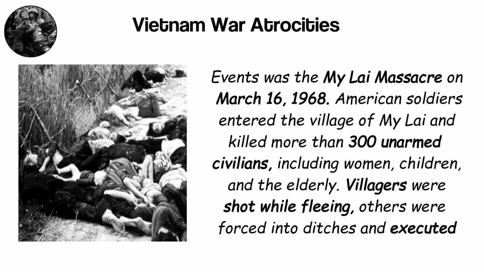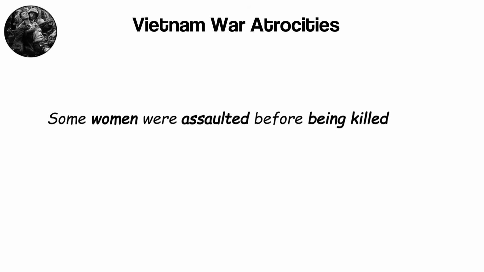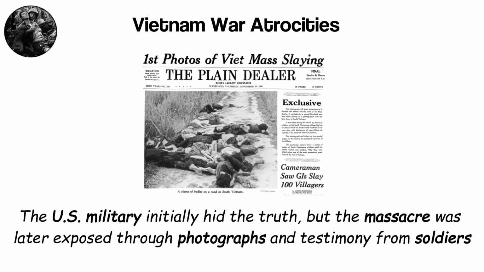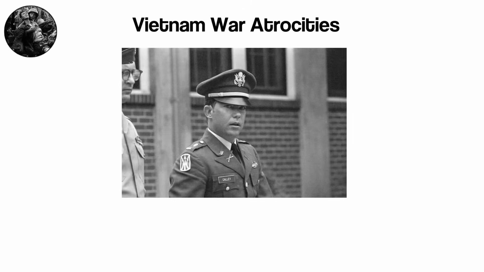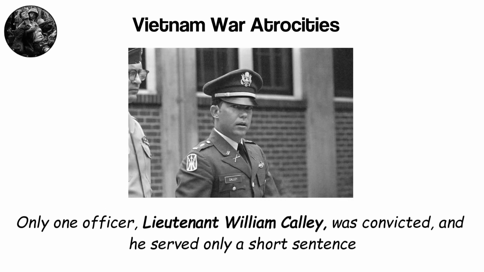American soldiers entered the village of My Lai and killed more than 300 unarmed civilians, including women, children, and the elderly. Villagers were shot while fleeing, others were forced into ditches and executed. Some women were assaulted before being killed. The US military initially hid the truth, but the massacre was later exposed through photographs and testimony from soldiers. Only one officer, Lieutenant William Calley, was convicted, and he served only a short sentence.